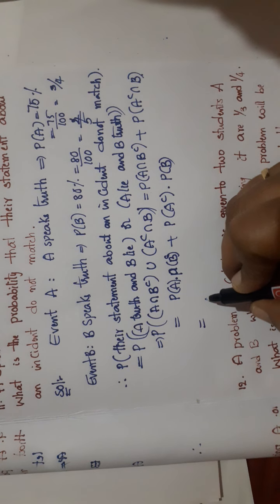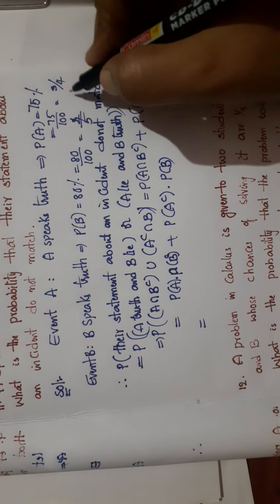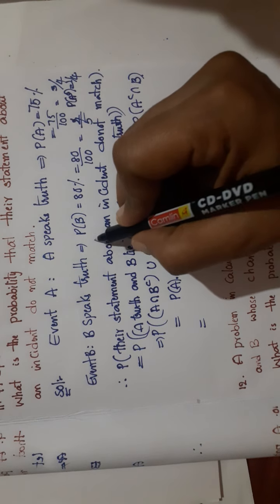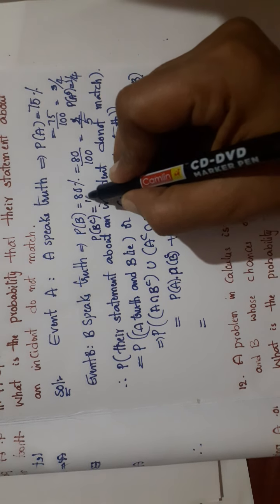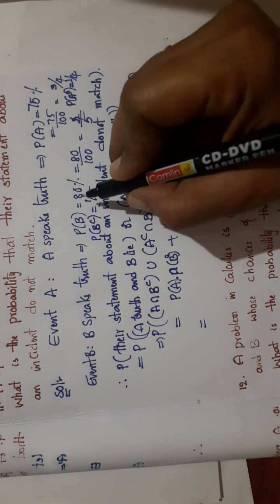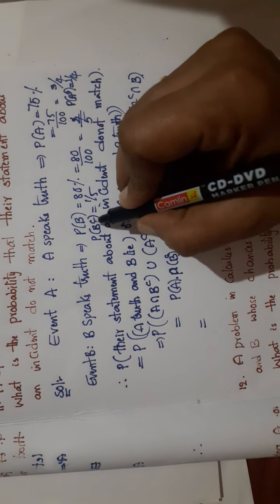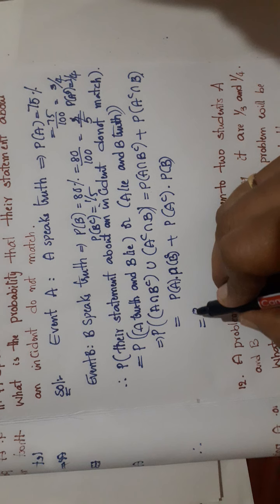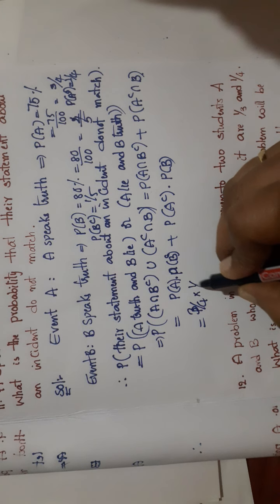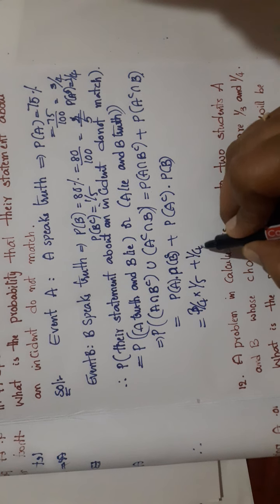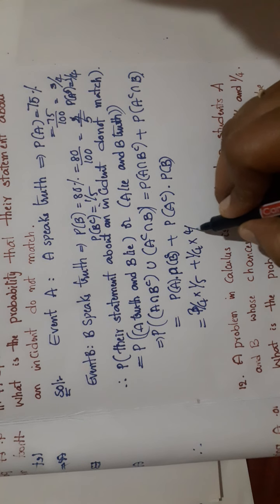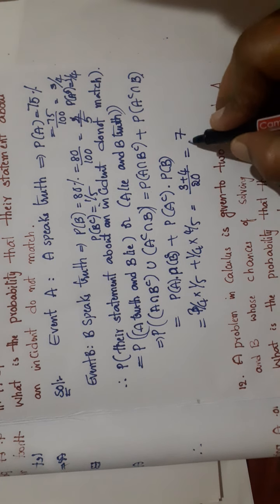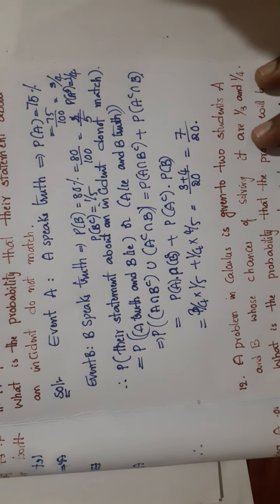Let us substitute the values here. P of A is 3 by 4. What about P of A complement? 1 by 4. P of B is 4 by 5, so P of B complement is 1 by 5: 4 out of 5 times he speaks truth, so 1 out of 5 times he lies. Substituting, 3 by 4 into 1 by 5 plus 1 by 4 into 4 by 5. On simplifying, (3 plus 4) by 20, that is 7 out of 20 times their statements do not match.